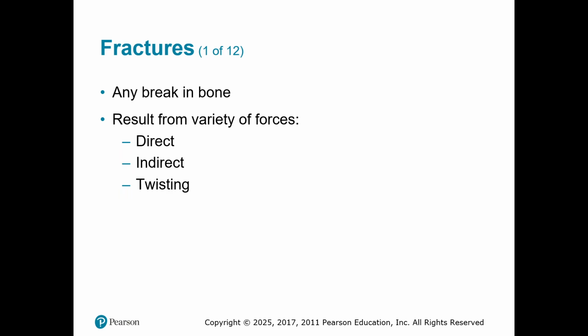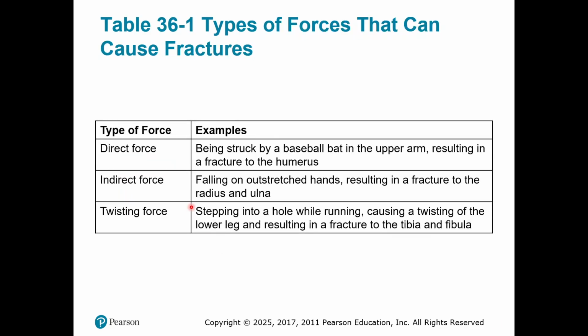So, fractures, the definition: any break in the bone that results from a variety of different forces. Direct, indirect, or twisting. Let's get the definitions of these. So, direct force being struck by a baseball bat in the upper arm, resulting in a fracture to the humerus. An indirect force would be falling on an outstretched hand, resulting in a fracture to the radius and ulna. Or twisting force, stepping in a hole while running, causing a twisting of the lower leg, resulting in a fracture to the tibia and fibula.